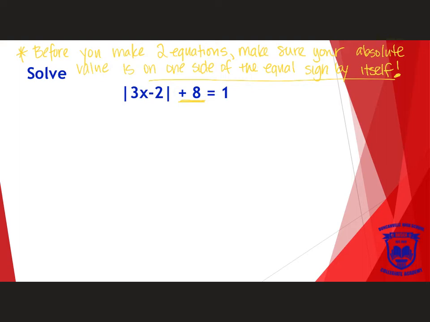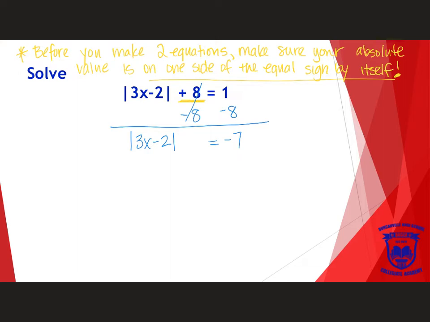So we have to move this 8. So we're going to subtract 8 from both sides. And when I do that, I end up with the absolute value of 3x minus 2 is equal to negative 7. Okay? So now I have my absolute value equal to a number. Now let's take a look at this. It says that the absolute value of 3x minus 2 is equal to negative 7.